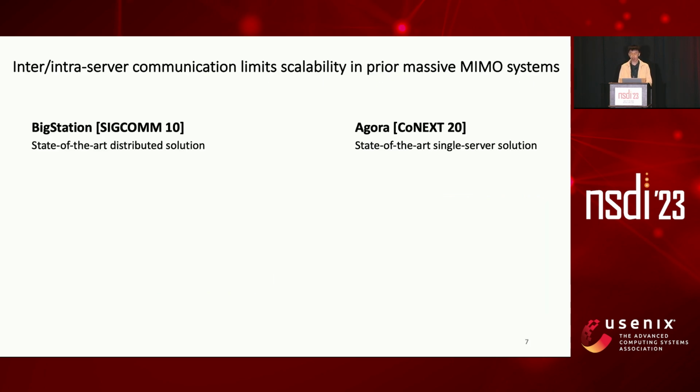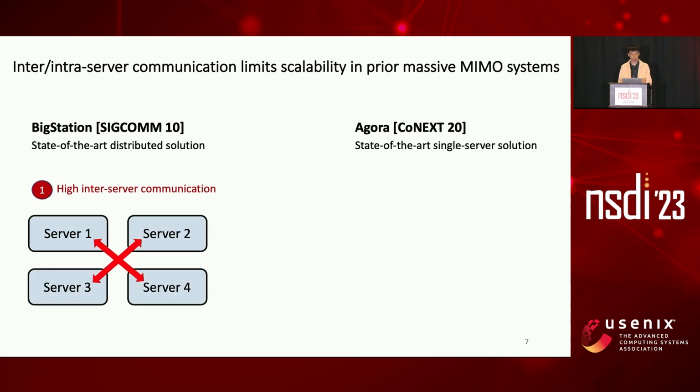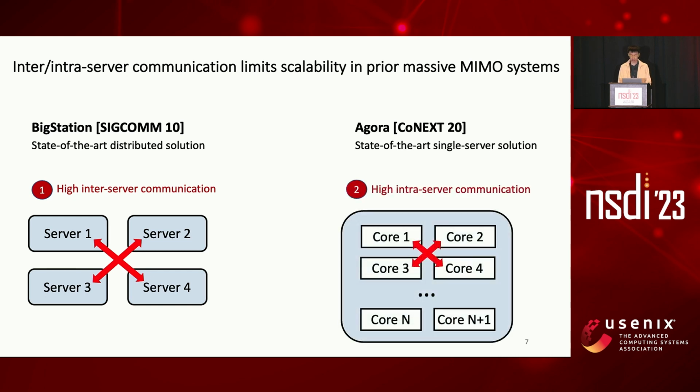To understand how our system improved the scalability of massive MIMO, let's take a look at the scalability bottlenecks in existing state-of-the-art designs in both the distributed and single-server settings. Existing state-of-the-art systems suffer from high communication overhead, which limits their scalability. For example, the state-of-the-art distributed solution is called BigStation. Its scalability is limited by the high inter-server communication overhead. The single-server system Agora also suffers from inter-core communication overhead in its design, and that also limits scalability.